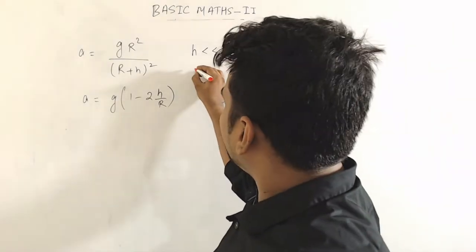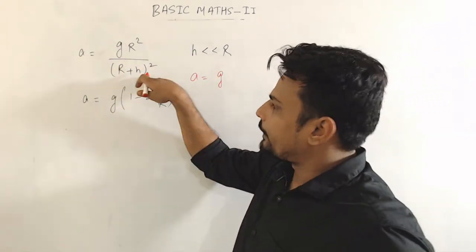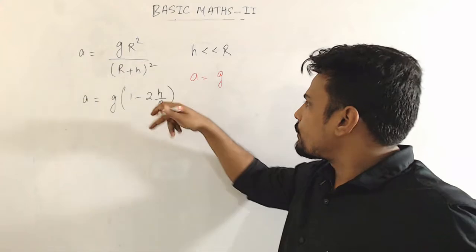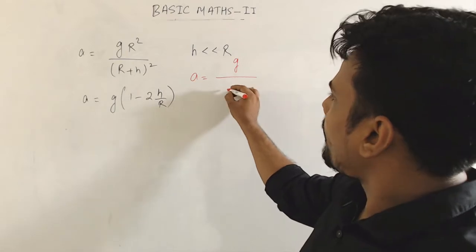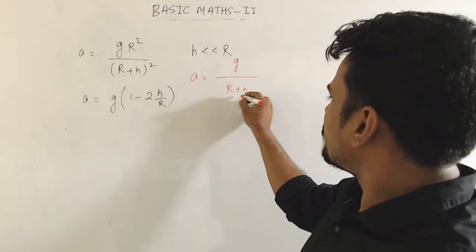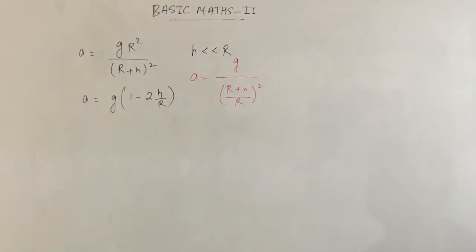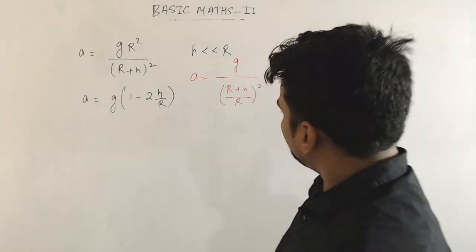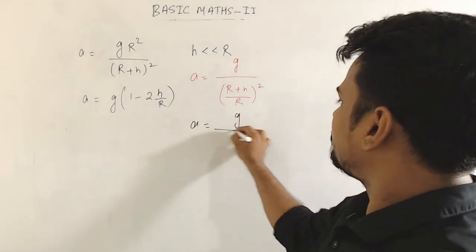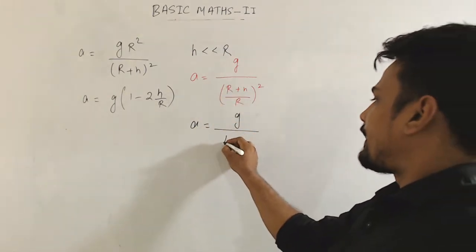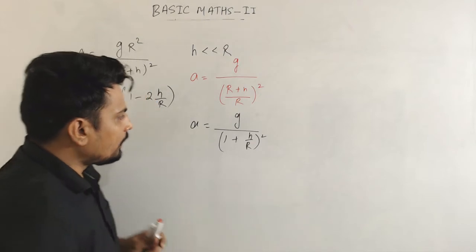So a could be written as g times, I could get this r square in the denominator. Because here also we have a square, we can do some manipulation. So g upon r plus h, and since that is also squared, it would come inside, and whole square I can write. So going forward, a is g upon r over r cancelled, 1 plus h upon r whole square.